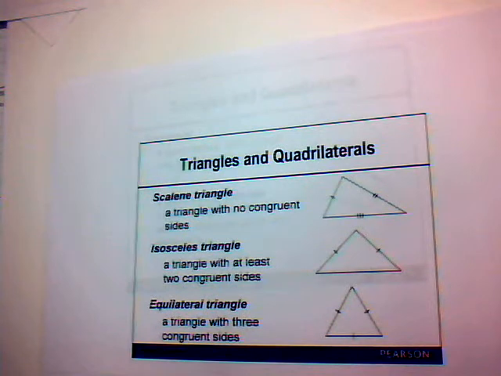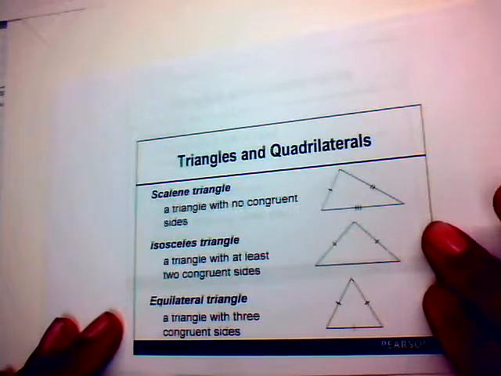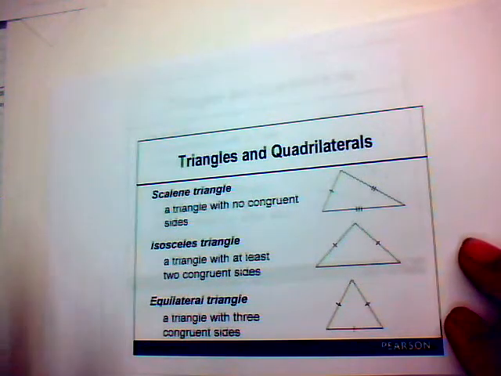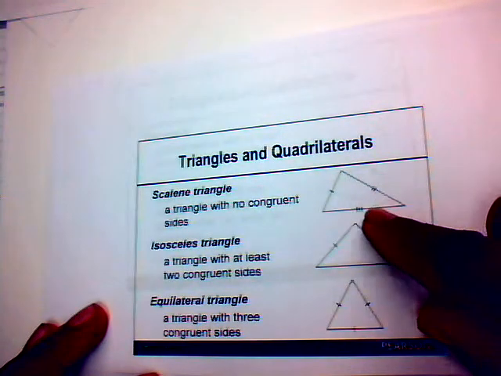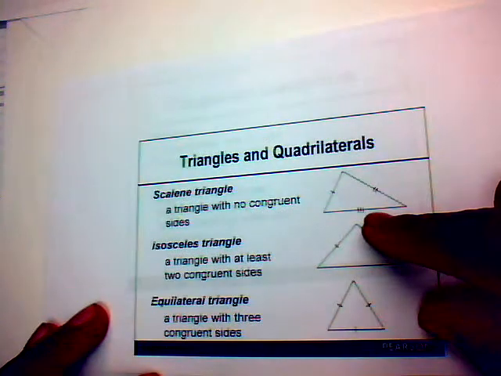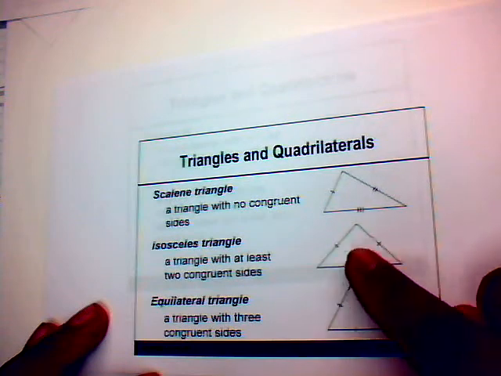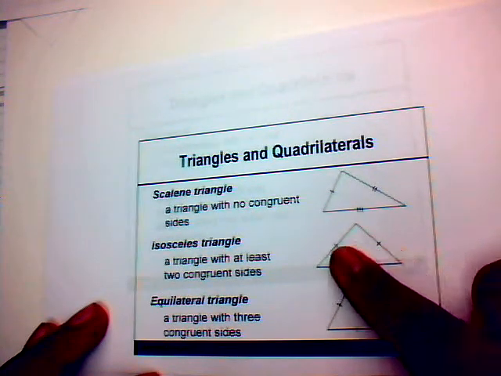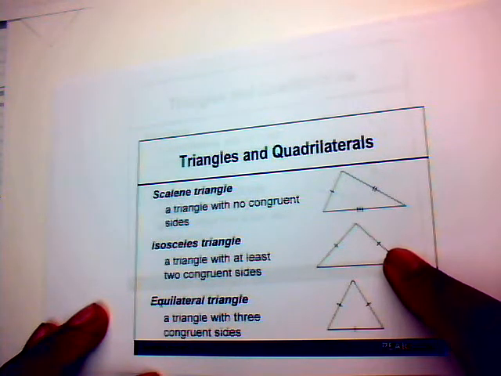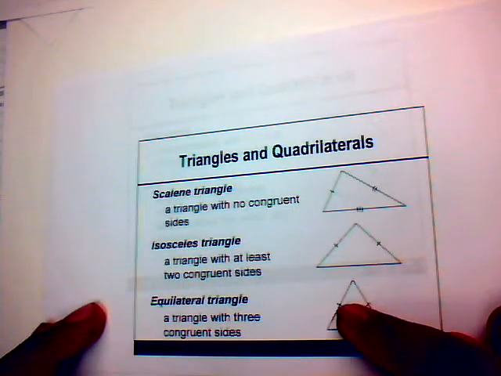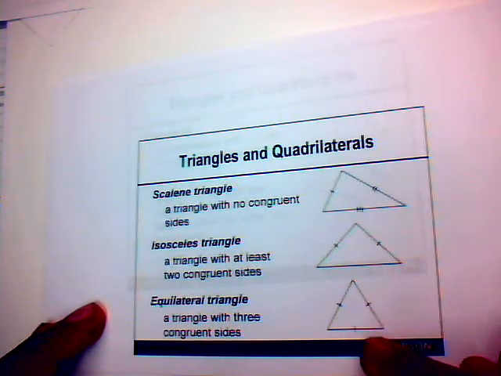Okay, now we can also identify triangles by sides. Those we looked at were by angles. These are by sides. A scalene triangle is a triangle with no congruent sides. So here if you have the three different markings on this triangle, that means it's scalene. An isosceles triangle has at least two congruent sides. So here the same markings on two of the sides mean it's isosceles. And an equilateral triangle is a triangle with all three sides congruent. All three sides must have the same markings.